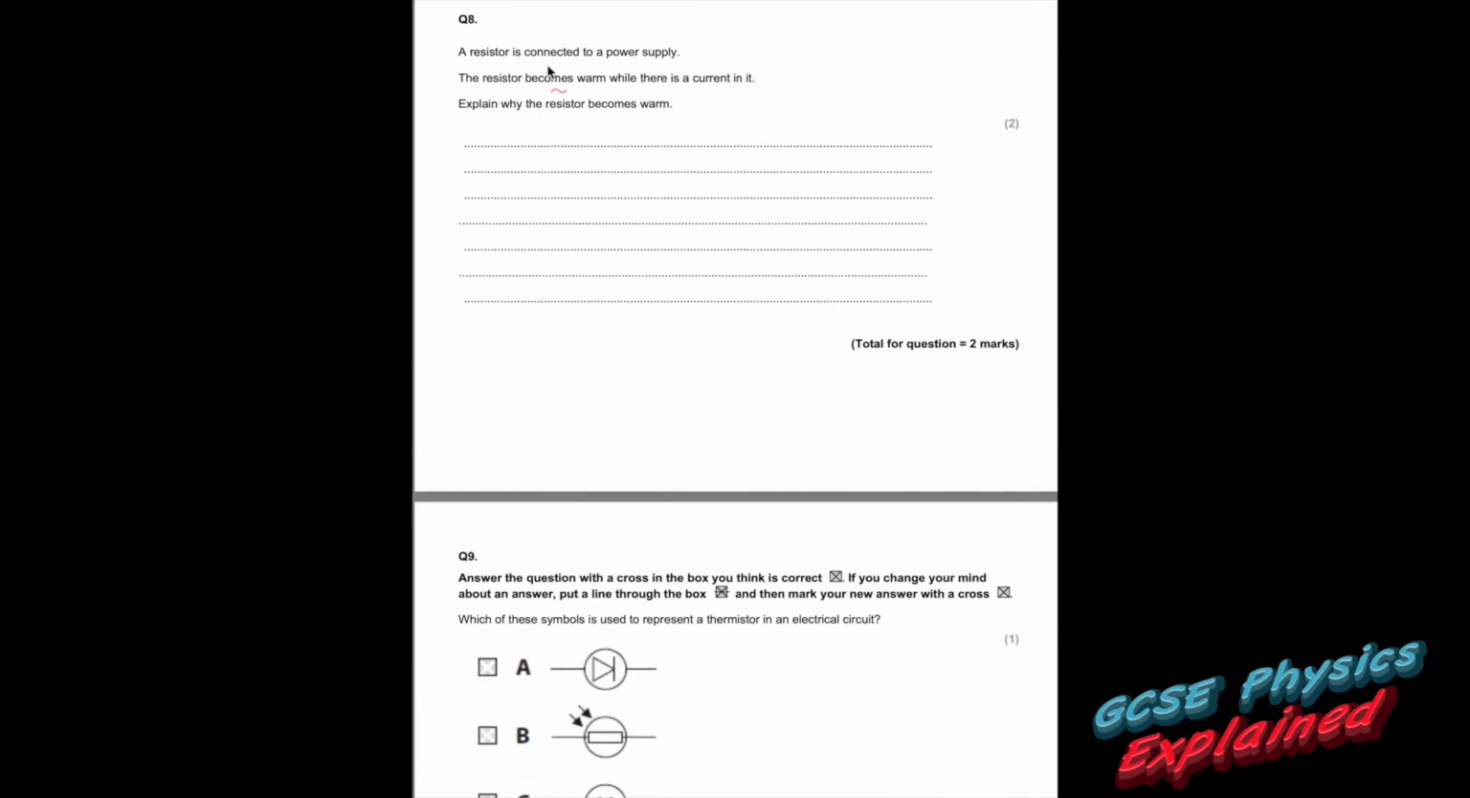Question 8. A resistor is connected to a power supply. The resistor becomes warm while there is a current in it. Explain why the resistor becomes warm. Well, the heat is always caused by current, and current is a flow of electrons. As the electrons bump into the positive metal ions, it causes friction, and the friction causes heat. Heat is basically vibrating particles. So kinetic energy from the electrons is transferred to the positive ions.